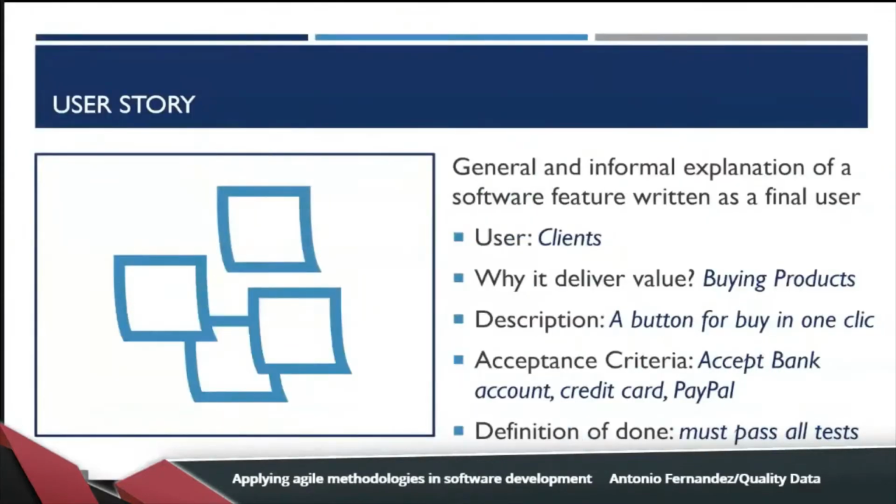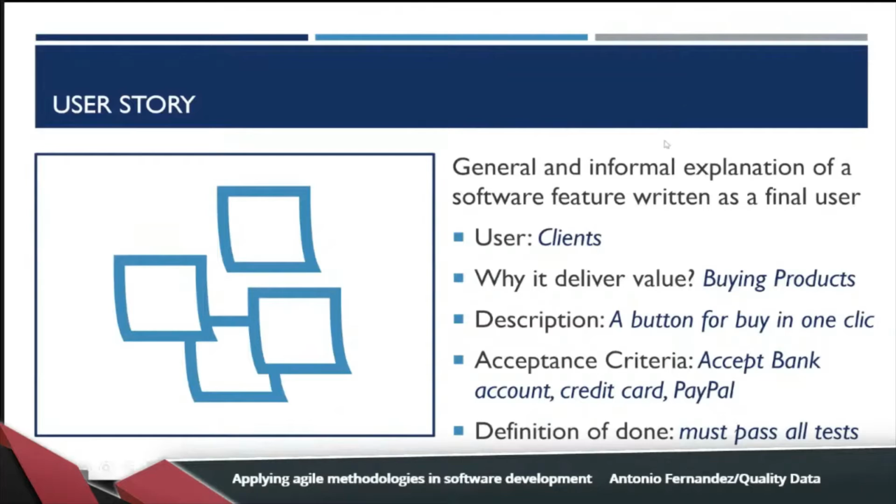Now, how can I explain the requirements in agile projects? We use user stories. Those are a general and informal explanation of a software feature written from the perspective of a final user. I'm going to use an example. Suppose that we are developing an e-commerce website for our store. And on this occasion, we need to create a payment button.